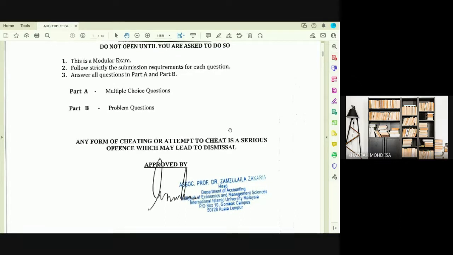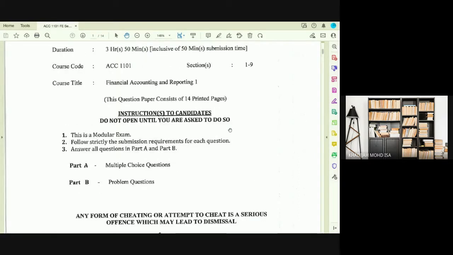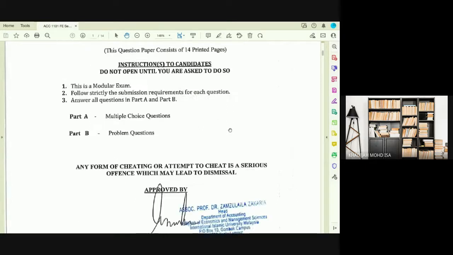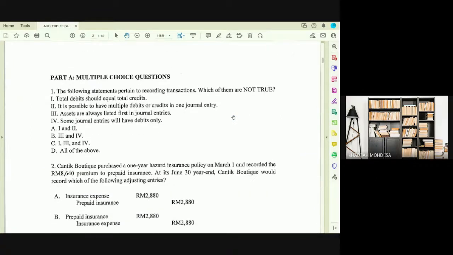because of the online assessment, you will not be given the whole exam at one time. You'll be given, for example, for the first 1 hour, maybe part A and question 1, question 2, something like that. I'm not sure about that, but once I get the information, I will share it with you in the WhatsApp group.